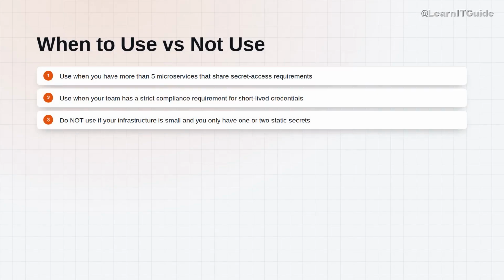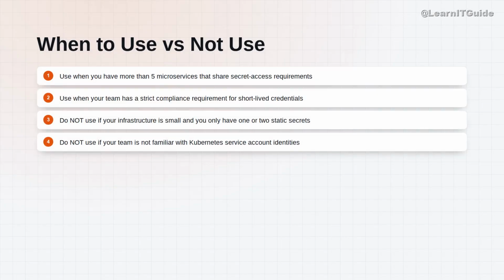Now, when should you use this? Use this if you have more than 5 microservices sharing secret access requirements. It is also mandatory if you have strict compliance requirements for short-lived credentials. Do not use this if your infrastructure is very small and you only have 1 or 2 static secrets. The operational overhead will cost more than it saves. Also, avoid it if your team is not familiar with Kubernetes service account identities, as debugging authentication issues requires a solid grasp of how cluster identity works. Make sure to review each point shown on screen carefully.